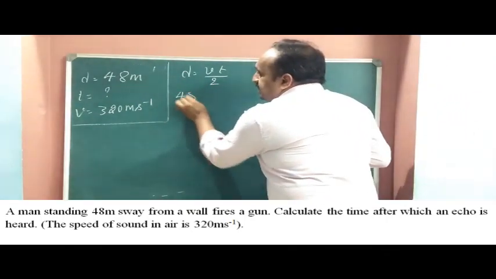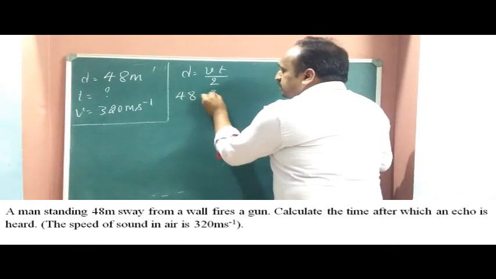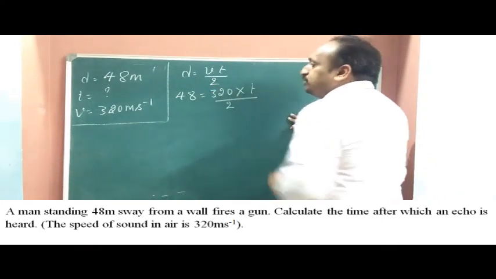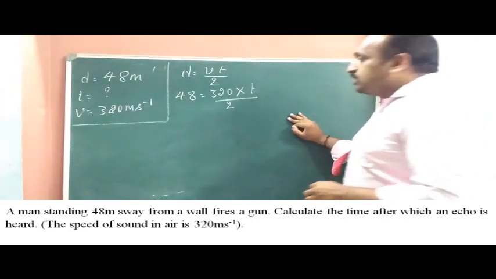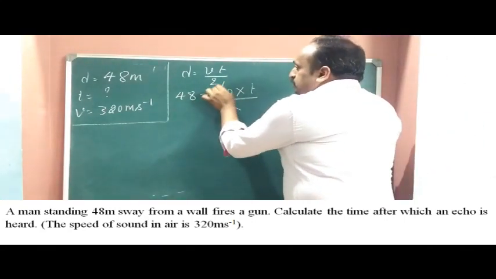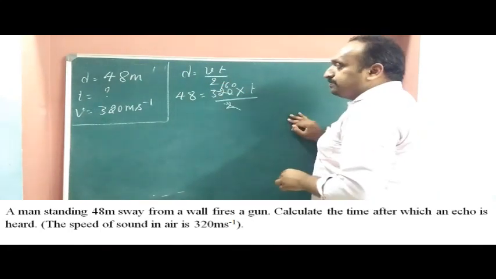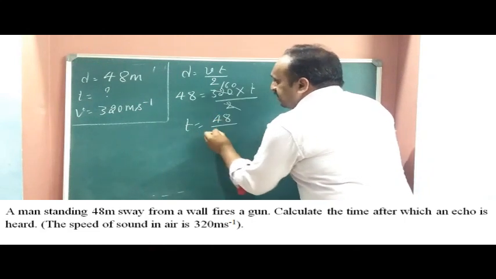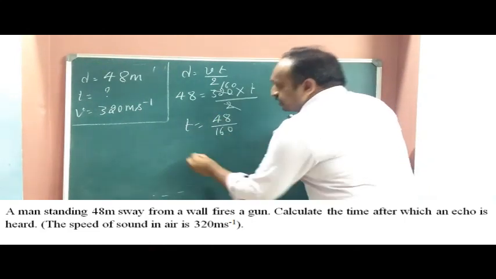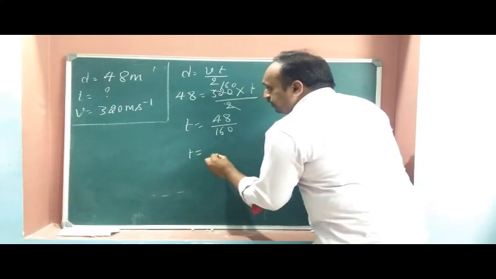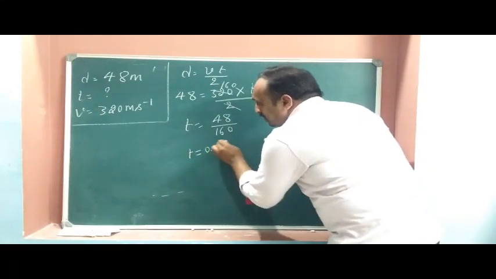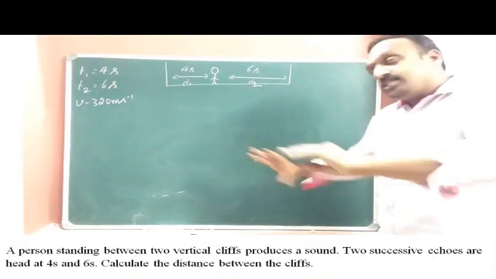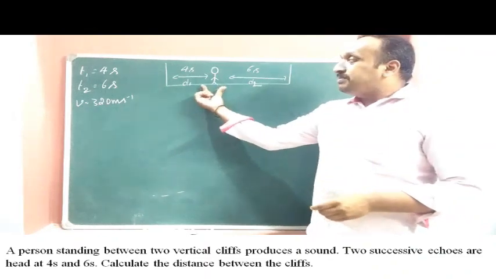Now substitute the values which you know. 48 equals 320 into time divided by 2. So 2 16s are 32, so T equals 48 divided by 160. So the value of T is 0.30 second.